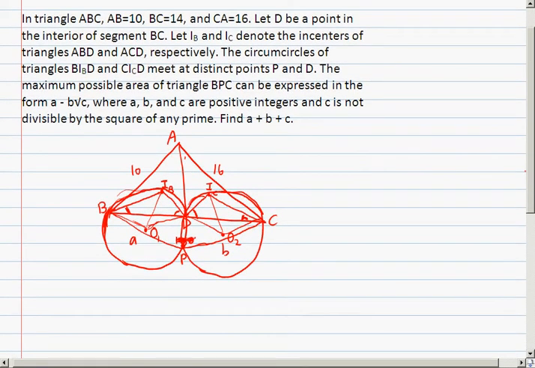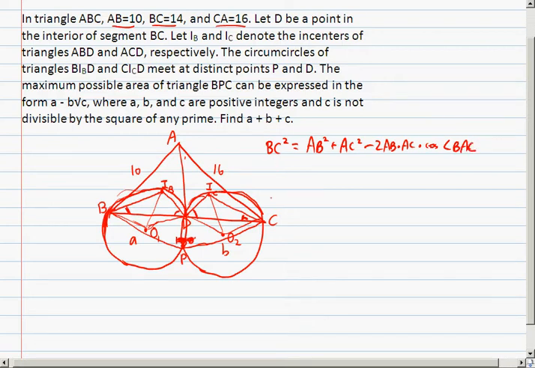So first of all, let's look at triangle ABC. We know here that AB equals 10, BC equals 14, and CA equals 16. We want to find the measure of angle BAC so that we can work with the remaining angles in this figure. We can use the law of cosines: BC squared equals AB squared plus AC squared minus 2 times AB times AC times cosine of angle BAC.